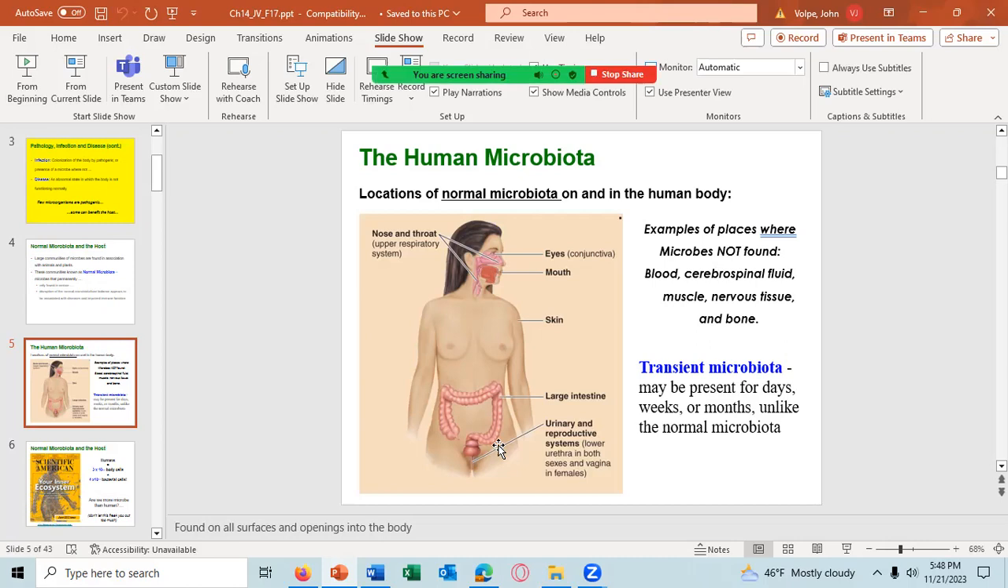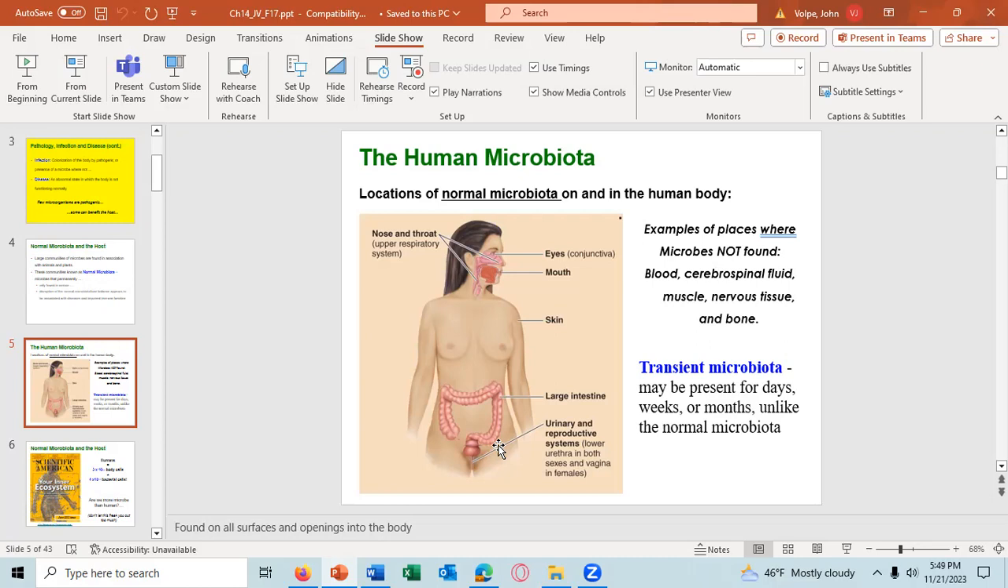Now, the normal microbiota usually gets established for about the lifetime of the patient. But if you get some bacteria growing on you for shorter than that, and it's usually just a few days, a few weeks, or a few months, we don't call it the normal microbiota. We call it a transient microbiota.